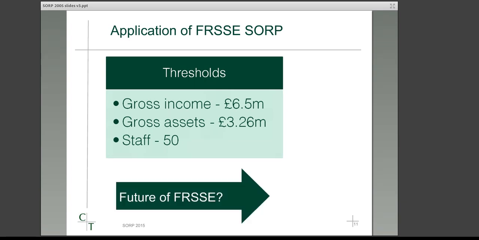It's probably important to mention at this stage that there is a bit of uncertainty about how long we will have the FRSSE version of the SORP. These smaller entity accounting standards are actually quite likely to be withdrawn in 2016, and there will be a move then into applying FRS 102. It's all very uncertain at the moment what will happen, and we're not entirely sure what the outcome of this will be, but it is something to bear in mind that the FRSSE version of the SORP may only be around, or you may only be able to apply it for a couple of years.